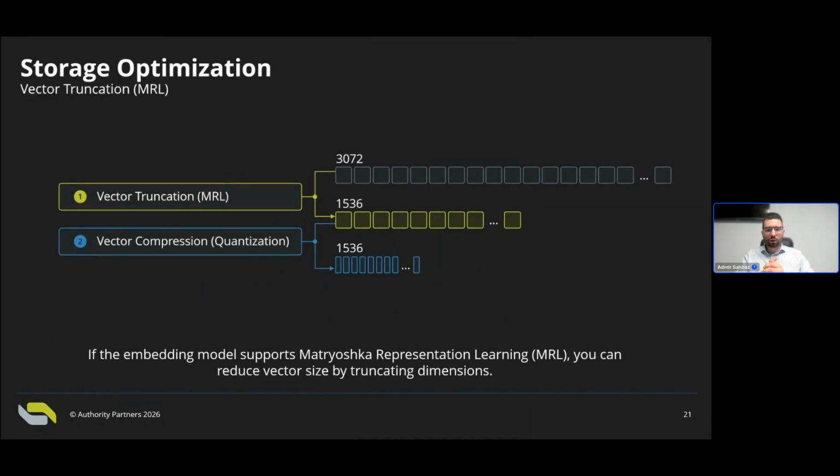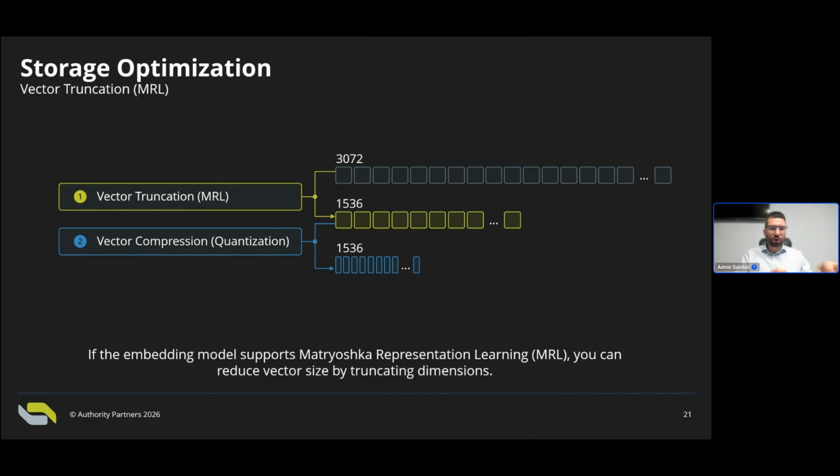Another technique is called vector truncation. If the embedding model supports so-called matryoshka representation learning, we can reduce the vector size by truncating dimensions, or simply put, we can store only the first n dimensions of the embedding and then just drop the remaining part.